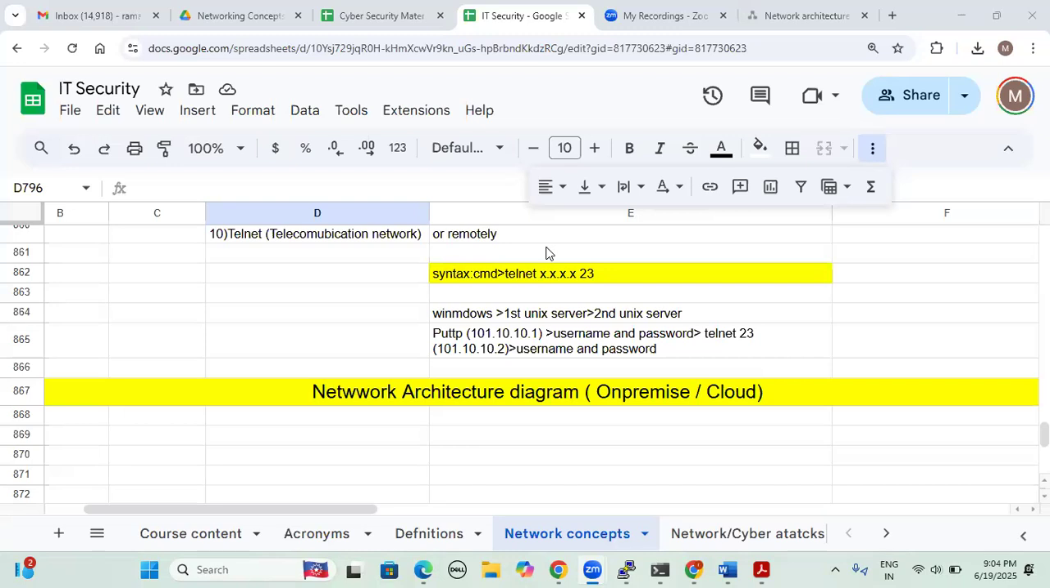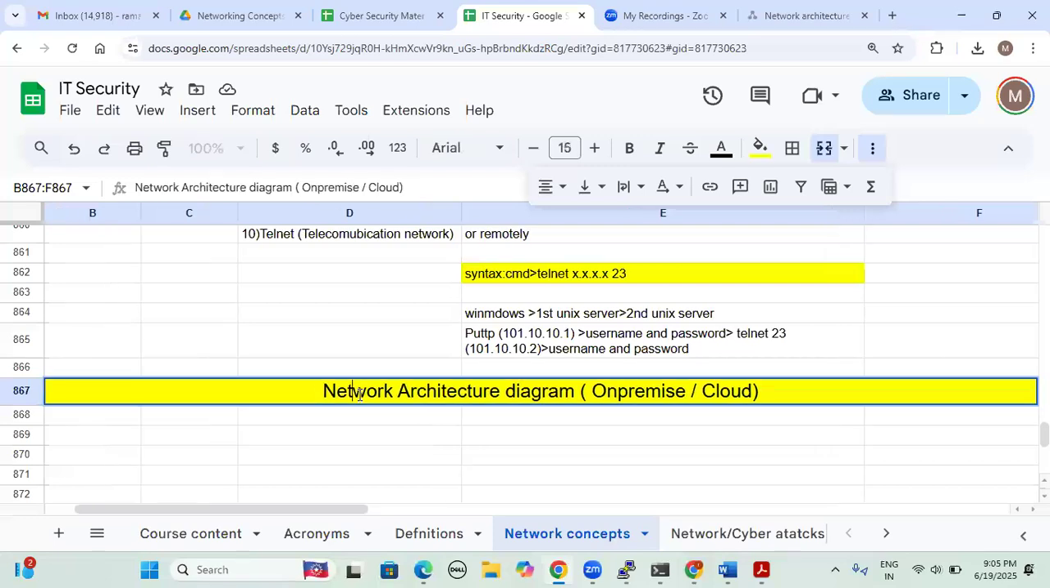But it is applicable to cloud also: how the traffic will go and what different types of devices we can deploy and configure. First of all, we'll discuss what is meant by a network architecture diagram. It is a logical diagram, a pictorial representation, like a blueprint. According to this diagram only, we will come to know where we have to deploy what type of devices. That logical flow of the diagram we can call the network architecture diagram.